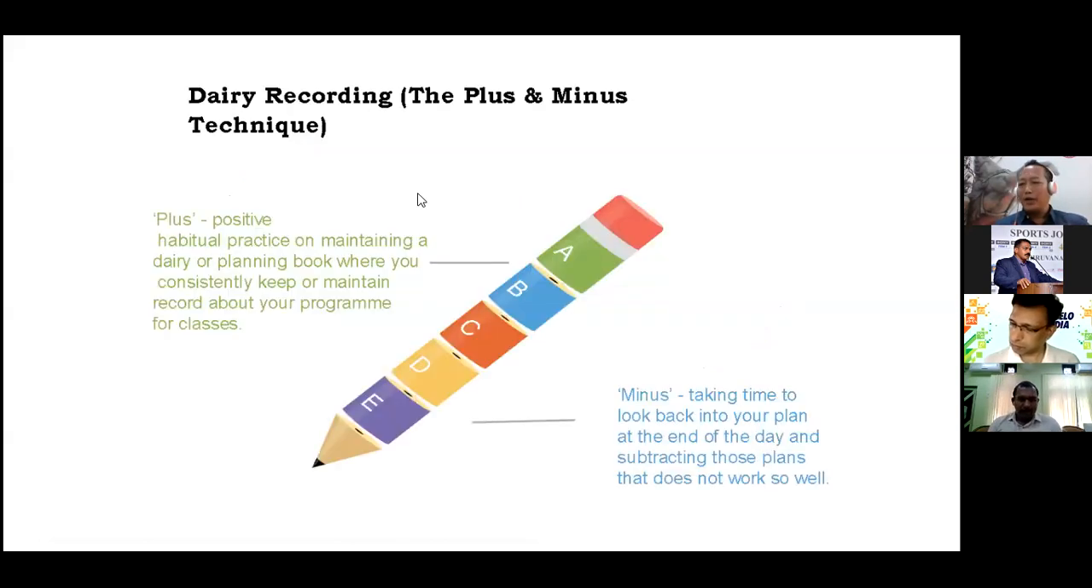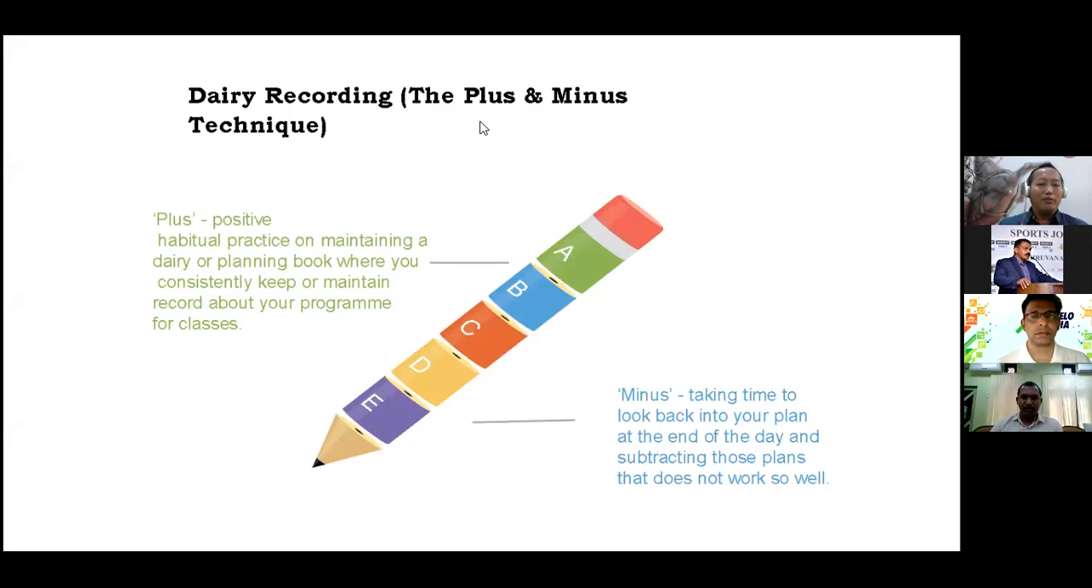Now, on the second part, the plus and minus technique, I call it, it is just about diary recording. This is one thing that we have been avoiding for a long time now. In the past generation, people had this tendency to make a diary recording. It is high time this new generation should look back into this concept and use it profitably in our profession. Like I said, I call it the plus and minus technique.